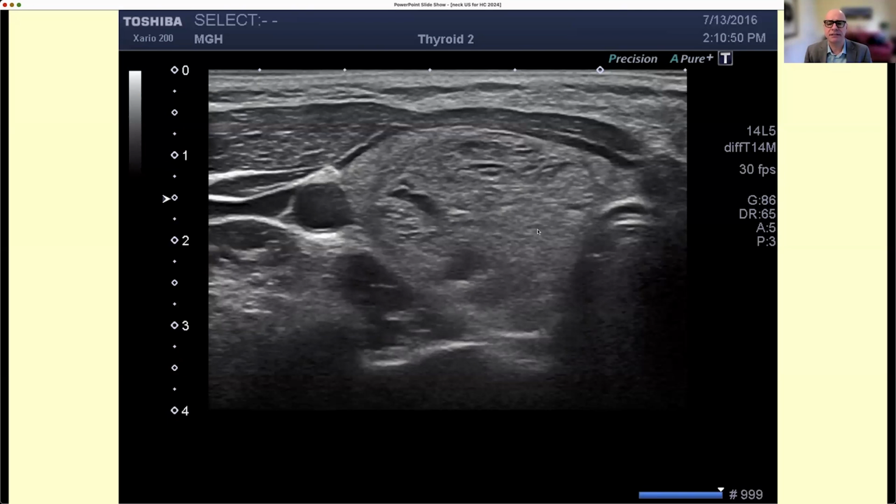Anybody wants to comment on this nodule? Describe it. You're the sonographers.